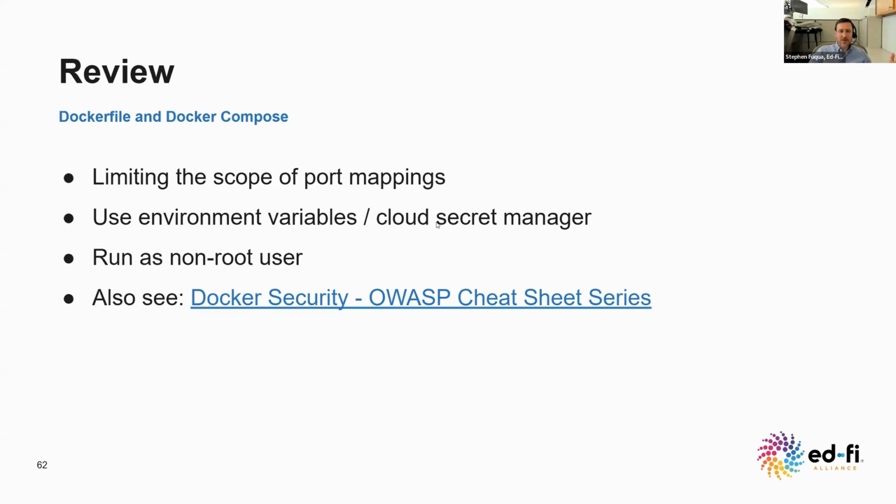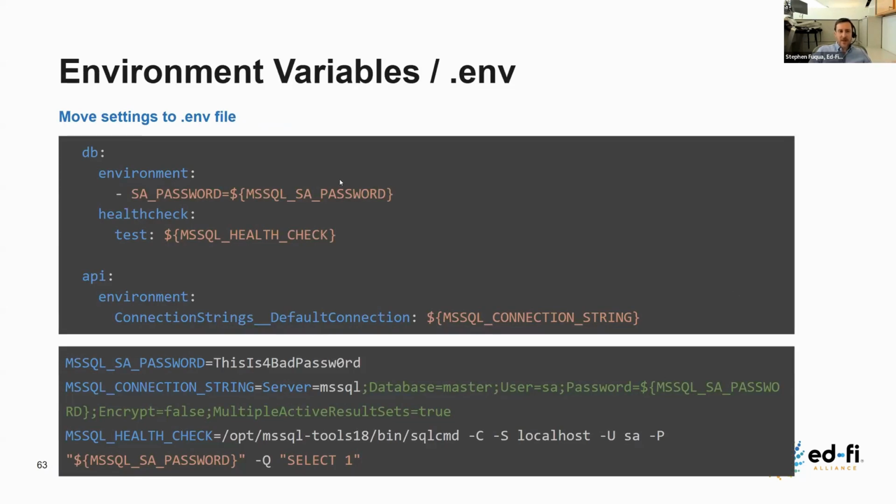Use environment variables or a cloud secret manager like Azure Key Vault to inject secure settings instead of having them written directly into your files. And I'm going to show you that in a moment. Make sure you're running as a non-root user. And you can also go through and look at this OWASP cheat sheet for some more tips on securing your runtime Docker environment.